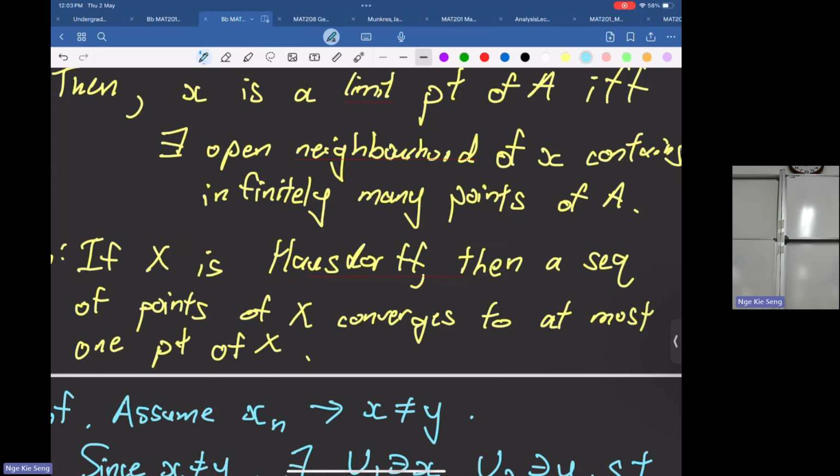So this is what it means. It could converge to something outside the set. It's like rational numbers: you converge, but you converge to an irrational. It could converge, okay? Because if you take a constant sequence of rational numbers, then it's boring. It just converges to itself.